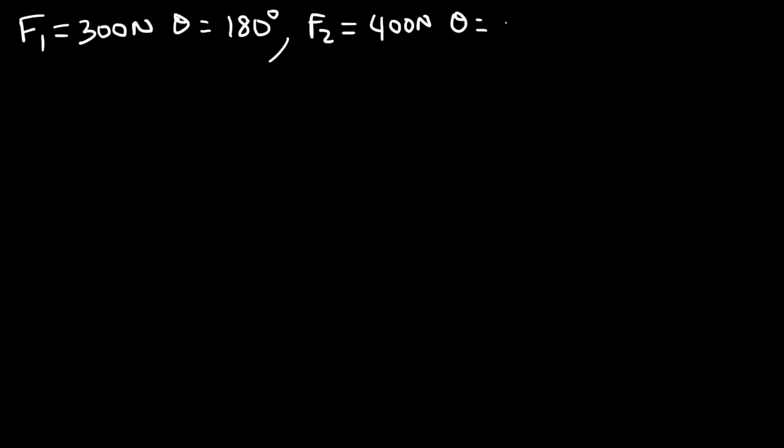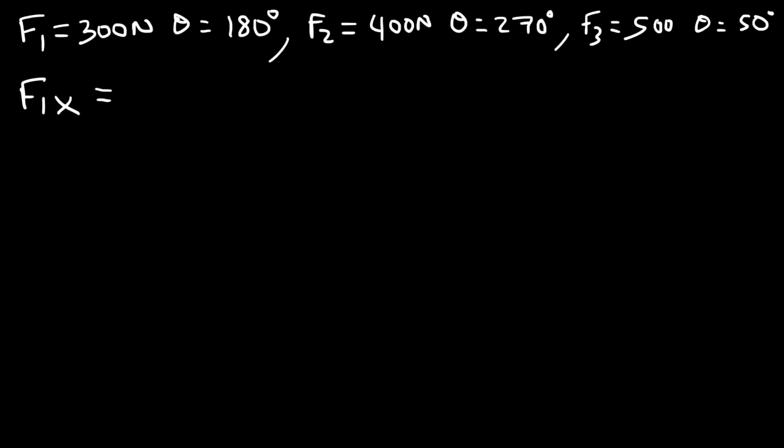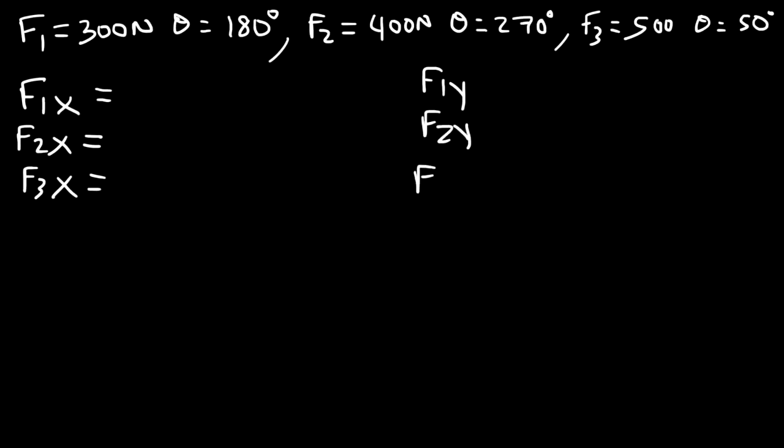So we're going to say F1 is 300 newtons at an angle of 180 degrees, which is west. And F2 is 400 newtons directed south, which represents an angle of 270. And F3 we said is 500 at an angle of 50. So let's find F1x, F2x, and F3x. And then we'll find the sum. And let's find F1y, F2y, and F3y.